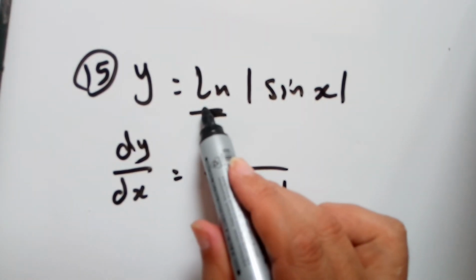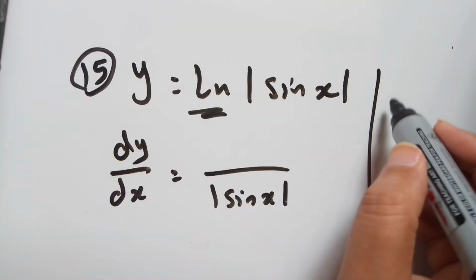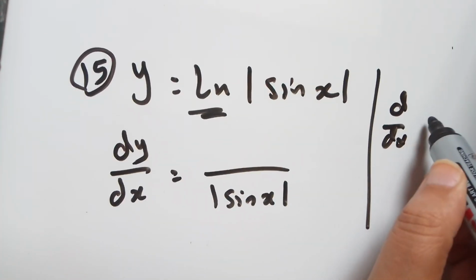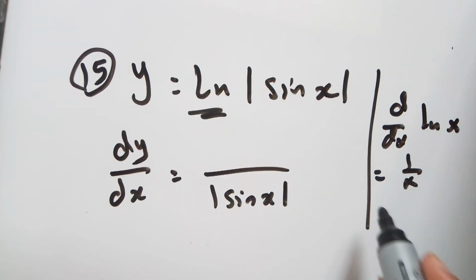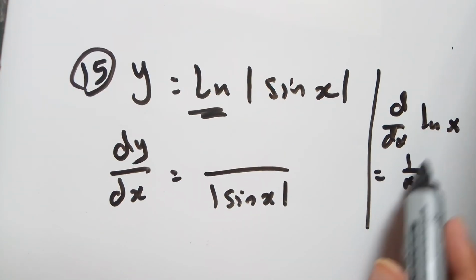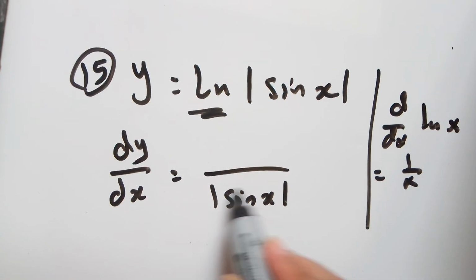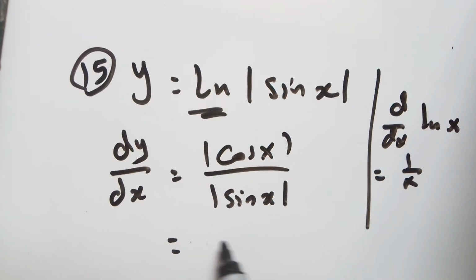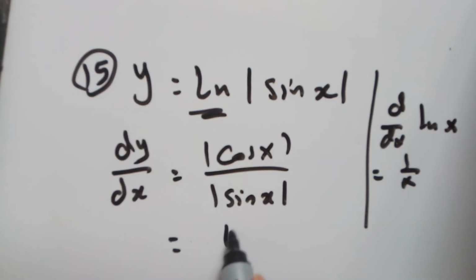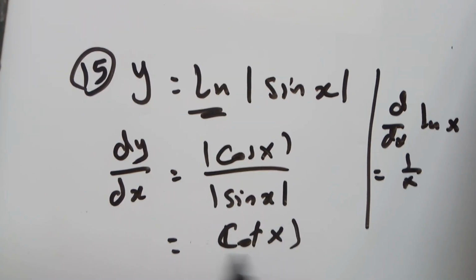Okay, ln, you remember d/dx for ln x? Yeah, it will be 1 over x. If it is u, then u prime over u. What is the derivative for sine? It will be cosine x. Okay, then cosine over sine, it will be cotangent x. If you want, you can simplify this rule.